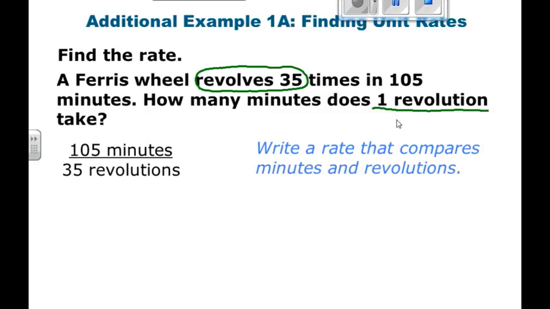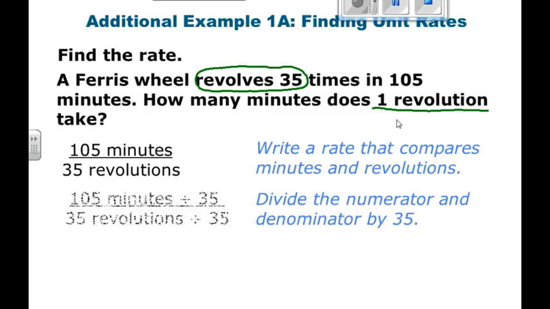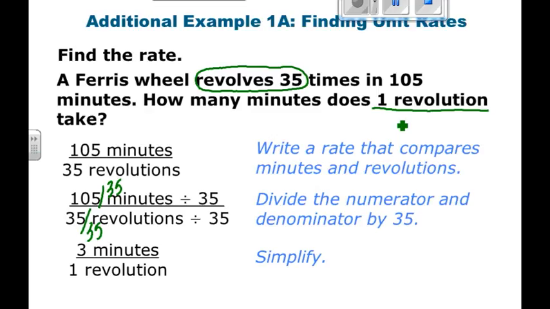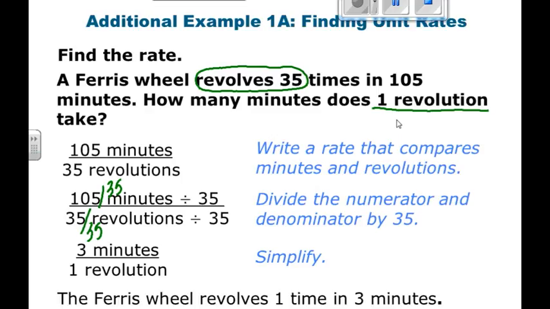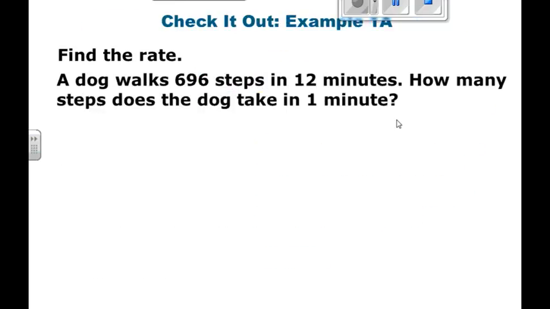So to change this to a unit rate, our denominator has to be 1. So I'm just going to divide that 35 away. So we divide by 35 on both pieces. Now, we write this a little bit differently. We usually just do the slash marks, division bars. But 35 divided by 35 gives me 1, and 105 divided by 35 gives me 3. If you have to do long division to get that out, that is fine. So a Ferris wheel revolves one time in 3 minutes. 3 minutes per one revolution.